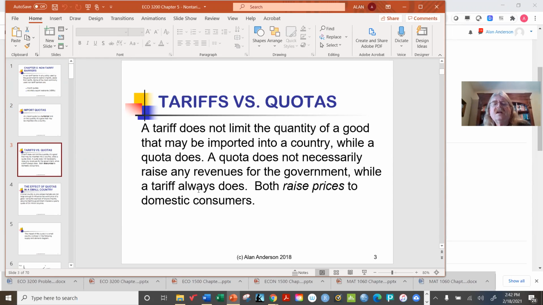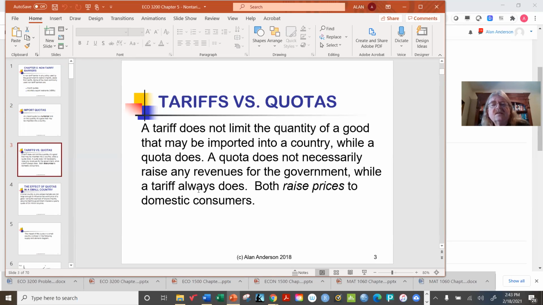So remember, a tariff does not limit the quantity of the good that may be imported into the country. A quota does that. But on the other hand, the quota doesn't really bring in any money to the government, while the tariff does. Unfortunately, both end up having the same result in the sense that they raise prices to domestic consumers, and we also end up with less of the product than we would have had with a completely free market. And so therefore, that's where the dead weight comes from. Consumers are forced to pay a higher price for a smaller quantity of the good, and therefore we end up with dead weight loss, which does not benefit anybody else.